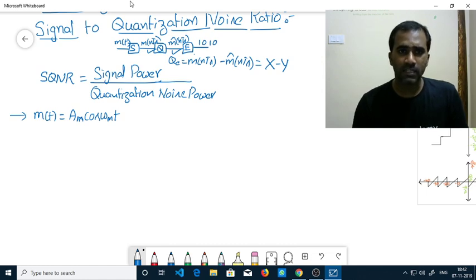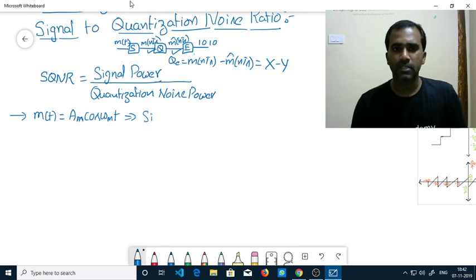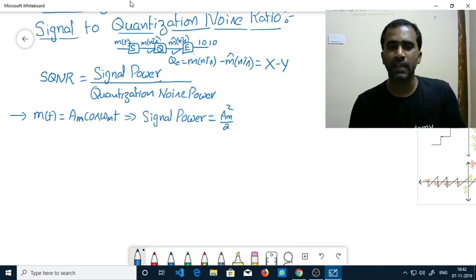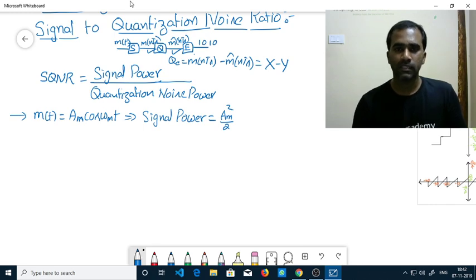First, let us understand the signal power, because the signal is given. We can clearly understand the signal power. And how much is the signal power? Signal power is equal to Am square divided by 2. You should know the signal power of a sinusoidal signal: it is peak amplitude whole square divided by 2. Now we are clear with the first part, which is signal power.